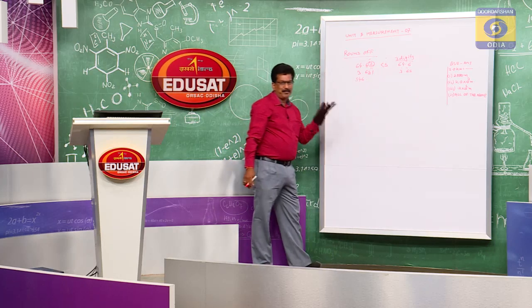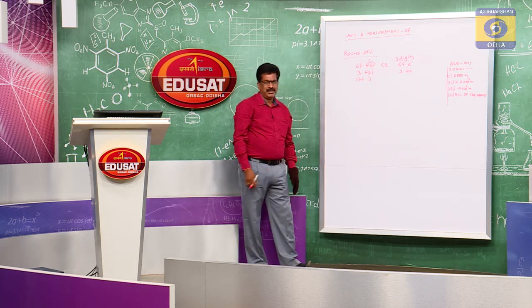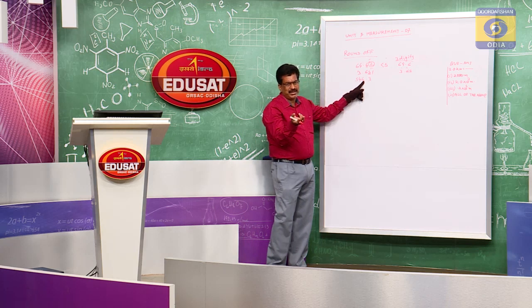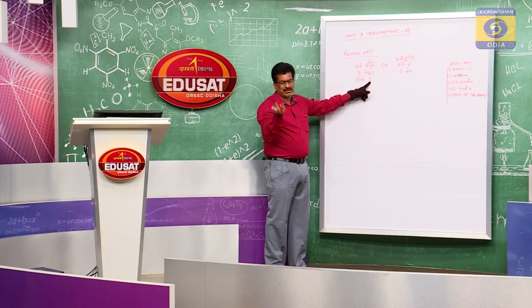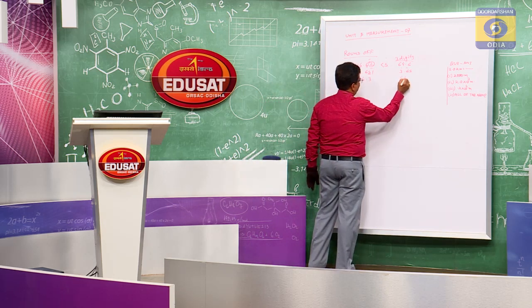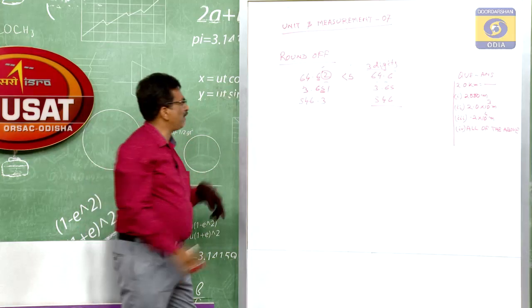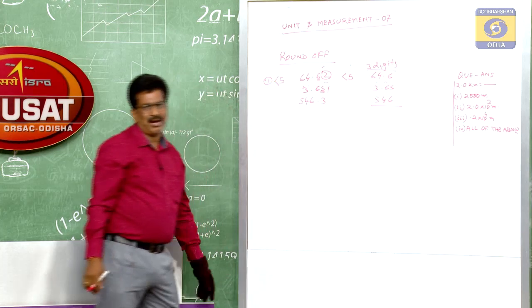Then take another one, 546.3. Rounded up to three figures, the third figure is 6. After that comes 3. 3 is less than 5. For less than 5, what will happen? The same one will remain, which means 546. That is your first rule: if it is less than 5, the figure remains the same.